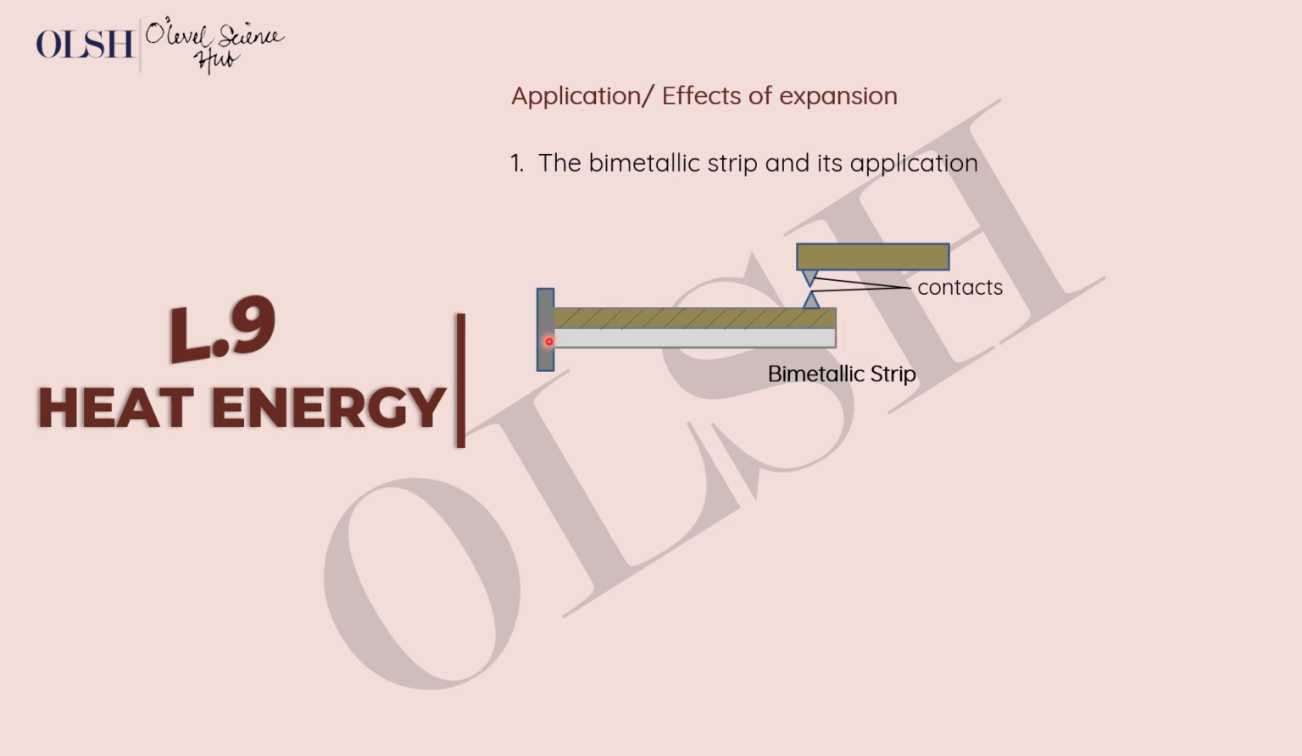Okay, we can also see that one end of the strip is fixed while the other end is left free. Though both metals are welded or soldered together, the metal with the highest thermal expansivity is placed below, and the one with the lowest thermal expansivity is placed above. So once current passes through heating coils and heat is produced, the bimetallic strip begins to expand. Since the metal below expands faster, it will cause a bend downwards.